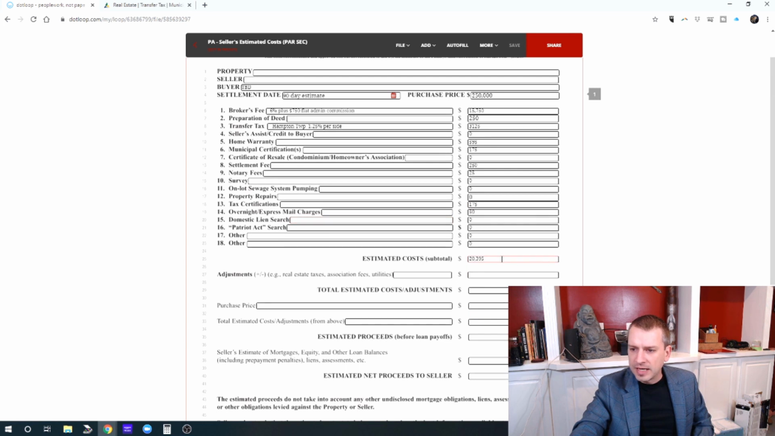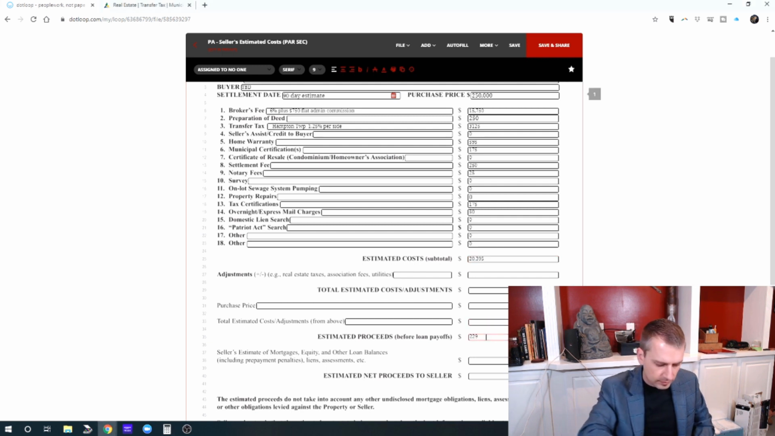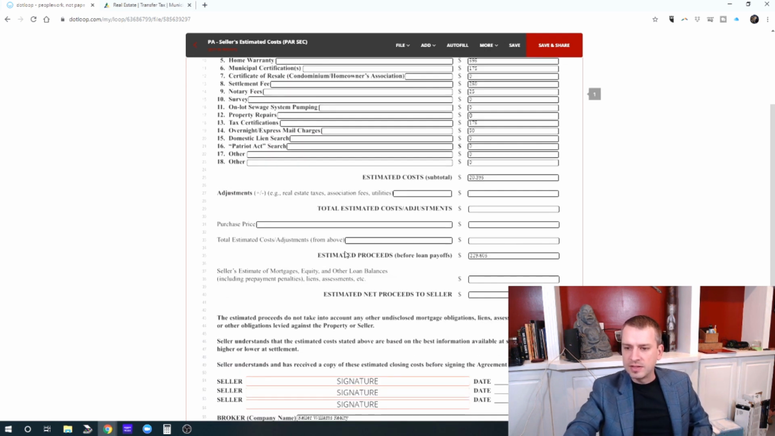So we are down to our costs. We're going to pull up our calculator real quick again, and we're going to take the $250,000 sale price, and subtract $20,395, and we get $229,605. What this gives us here is the estimated proceeds before the loan payoff. So this is what the seller would get before they pay off their mortgage, taxes, any liens on the property.